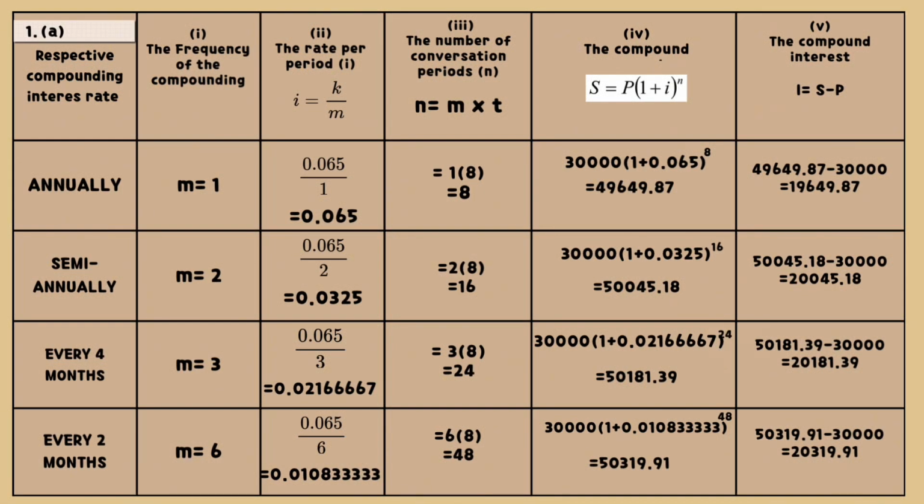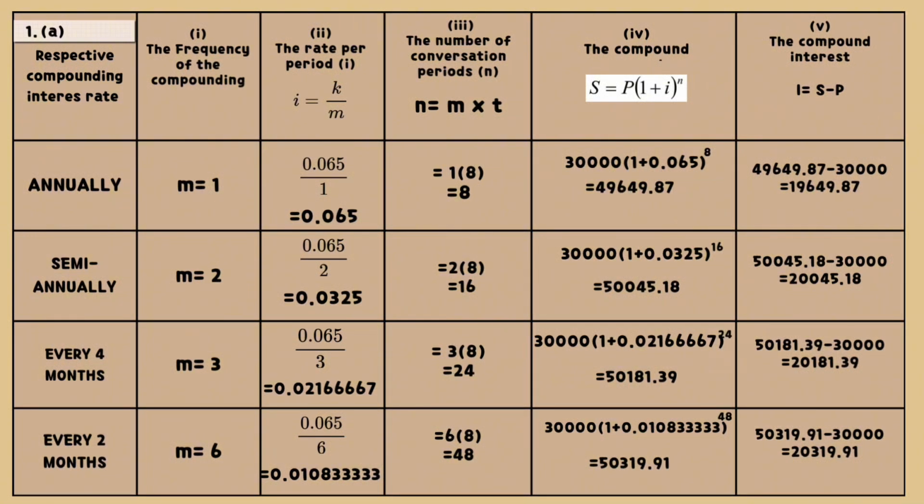The formula to find rate per period is I is equal to K divided by M. So for annually, 0.065 divide 1. Same goes as others, use the same method.